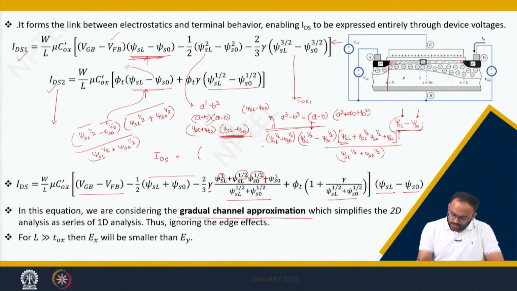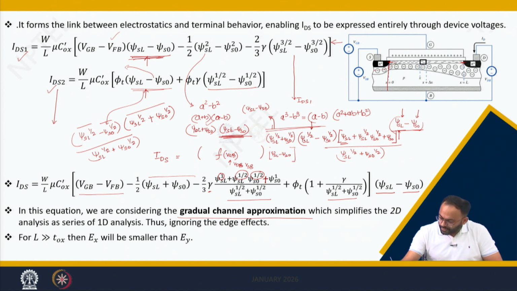You do have some expression or some function which is a function of VGB. Yes, obviously it is affected by VDS and or VDB and VSB, but you have another term which is psi SL minus psi S0, meaning the difference between the surface potential at this side and this side. This difference is nothing but what causes a horizontal field which is responsible for the carrier to flow. Here VGB is responsible to cause inversion.